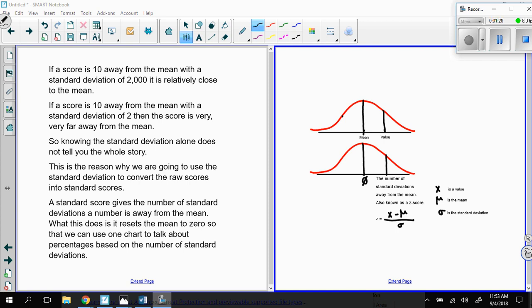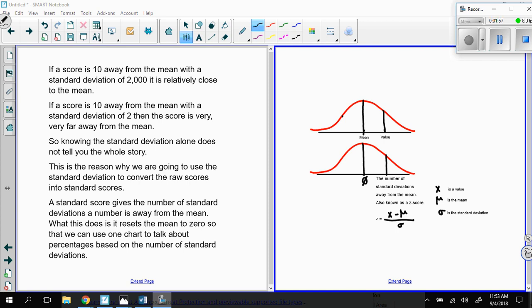This is the reason why we start looking at standard deviation and converting the raw scores into standard scores. We're used to the middle score of the bell curve being the mean, and we're used to looking at the value away from the mean. Now we're looking at resetting that mean to 0, so that we can start looking at how many standard deviations it is away from the mean. We call that a z-score. And z-scores are very easy to compute.